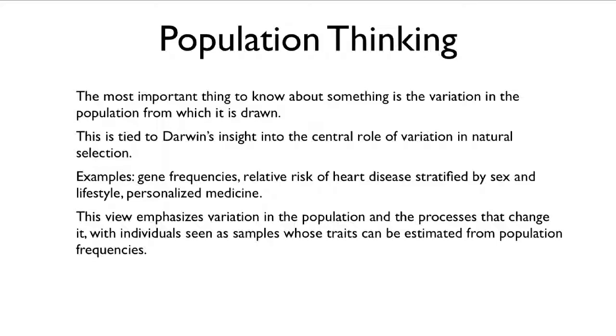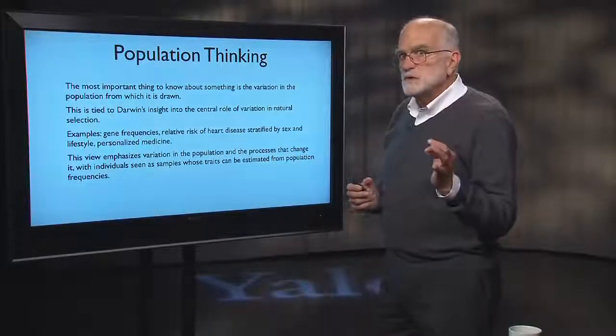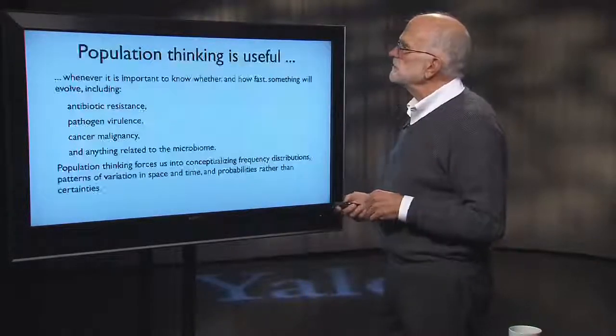Examples where you have to use population thinking are gene frequencies, relative risk of heart disease, as it might be stratified by sex and lifestyle, or personalized medicine, which means you're going to get a treatment which is specifically designed to deal with your individual genome in contrast to all of the other variant genomes that exist in the human population. So this point of view emphasizes variation in the population and the processes that change it, and an individual is seen as a sample whose traits can be estimated from population frequencies.